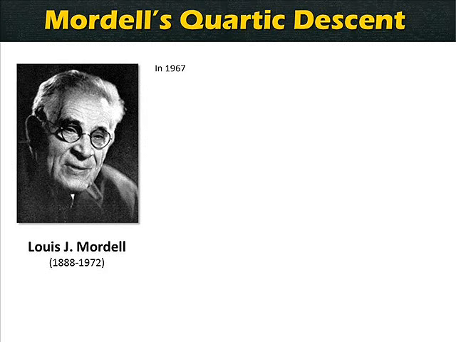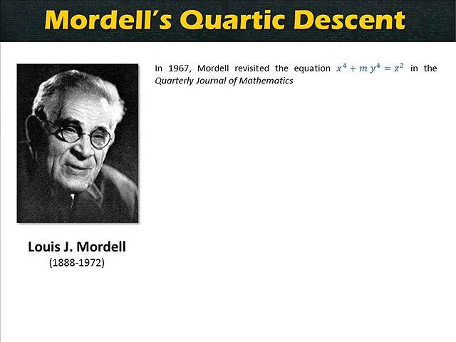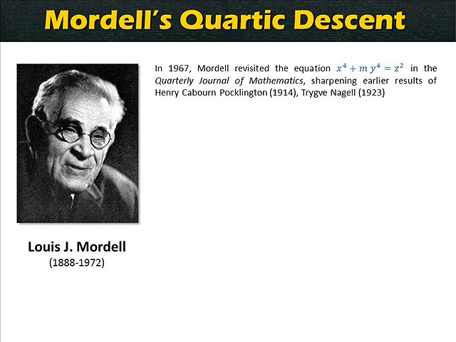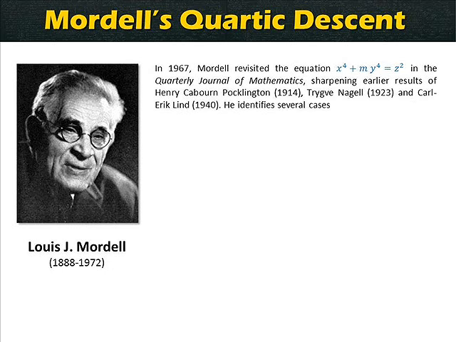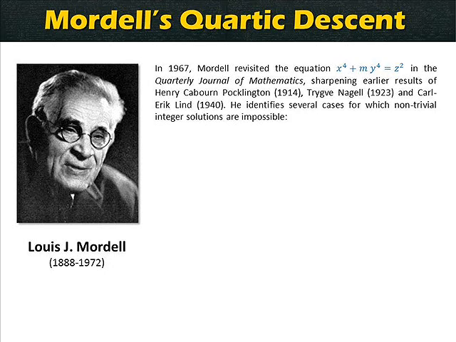In 1967, Mordell revisited the equation a fourth power plus m times another fourth power equals a square in the Quarterly Journal of Mathematics, sharpening earlier results of Pocklington, Nagell, and Lind. He identified several cases for which non-trivial integer solutions are impossible. Many of them can be proven by a simple application of infinite descent.